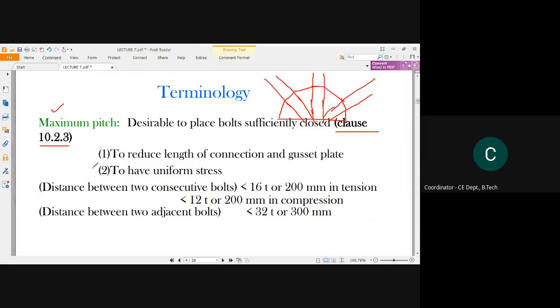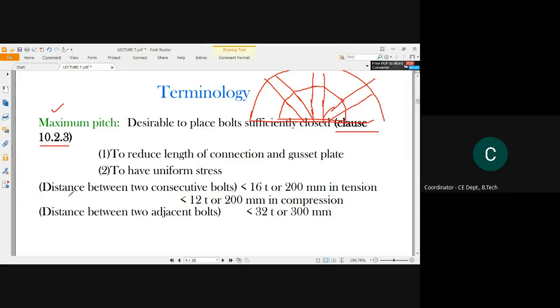Okay. So what happens by providing the maximum pitch? The desirable maximum pitch reduces the length of the connection and gusset plate. If you provide the gusset plate in a very huge way, it will obviously take much space. So by assuring the maximum pitch, we can reduce the length of the gusset plate to its optimum length. Okay, and also to have a uniform stress.